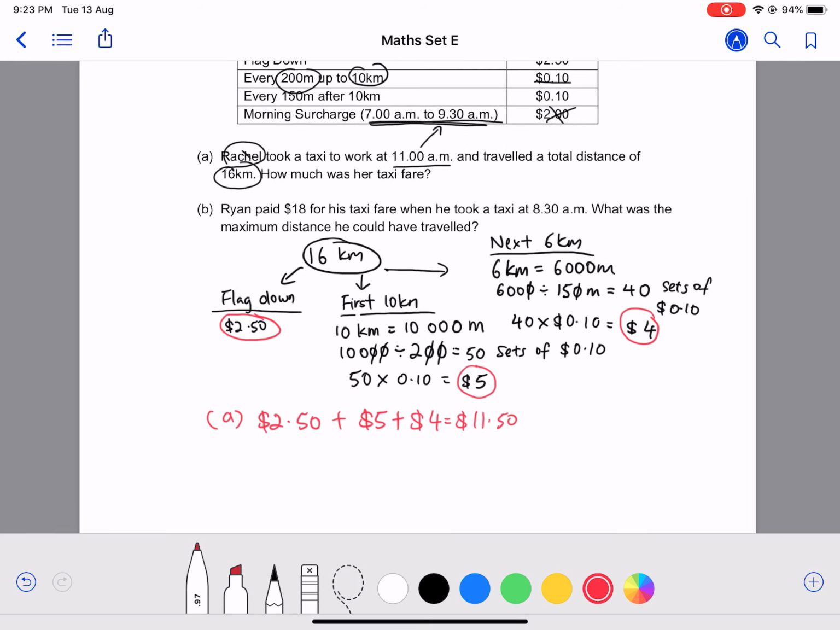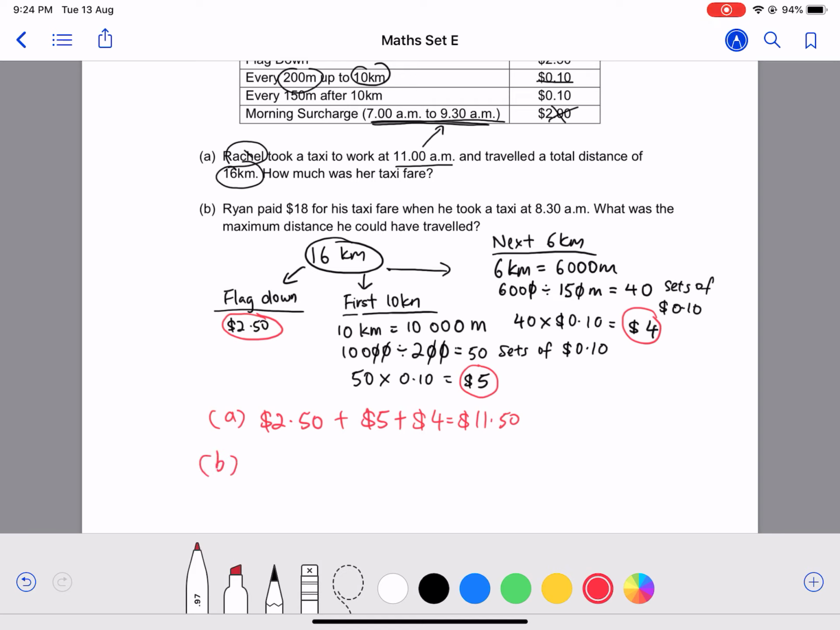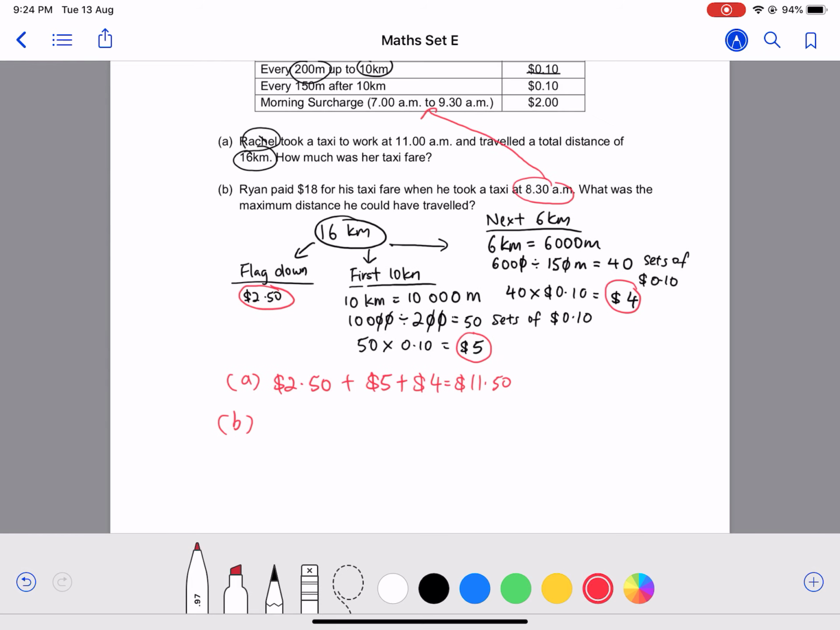Okay. Now part B is a different story. Now you have a different guy. $18 for the cab when he took it at 8:30. Now with 8:30, this person has to pay a surcharge, right? So this surcharge will be $2. So let's try to find out this $18 without the surcharge, how much does he have to pay? $16.